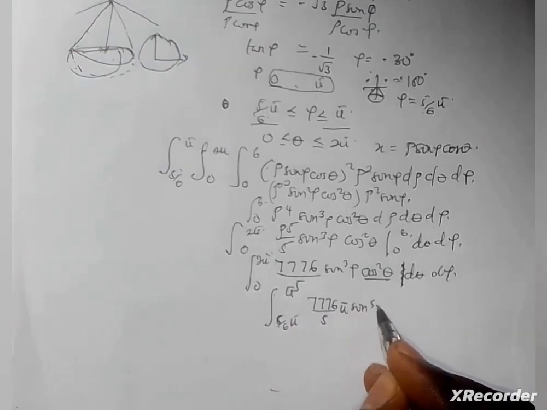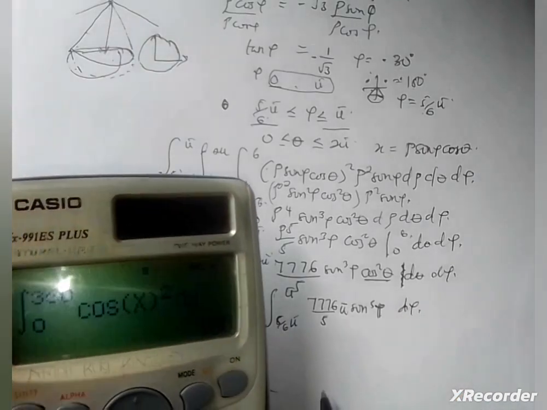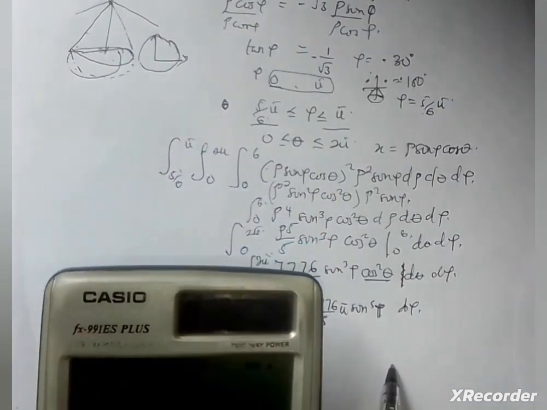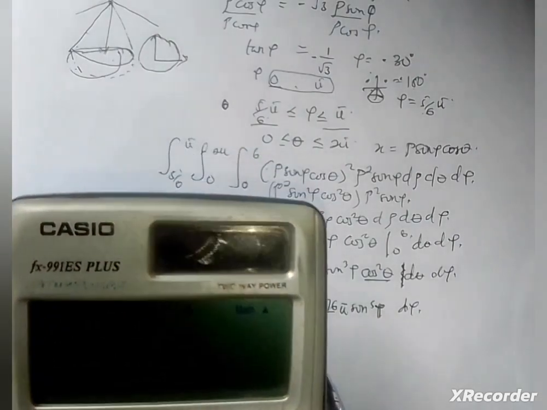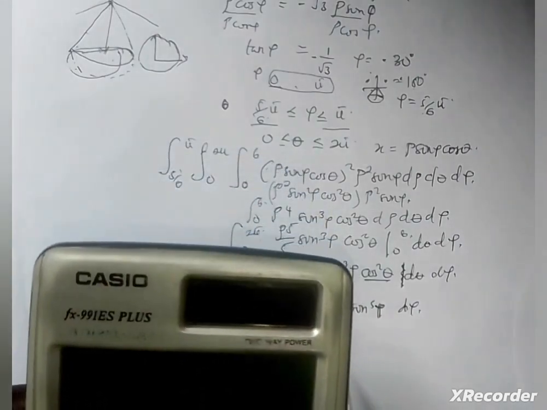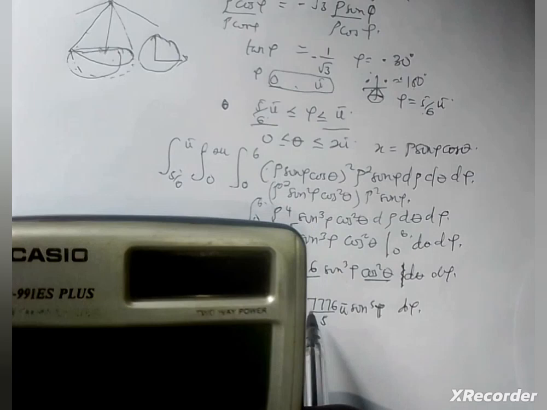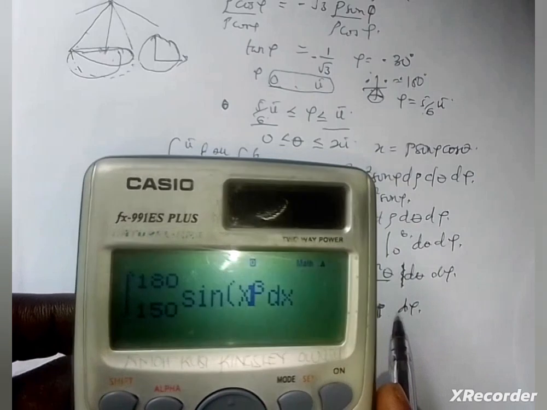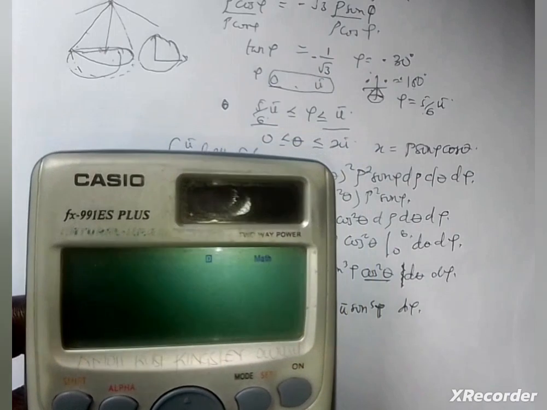Then sine cubed of phi. At this point again, for phi, we still apply the calculator. Here our integral is from 150 to 180, and our function is sine cubed of phi. So we press sine to the power 3 of x. We don't use phi, we use x here. So you use x like that, you close, then you press equal to, and let's see what you have.